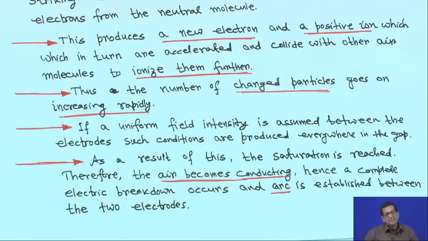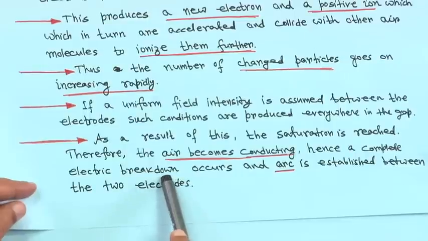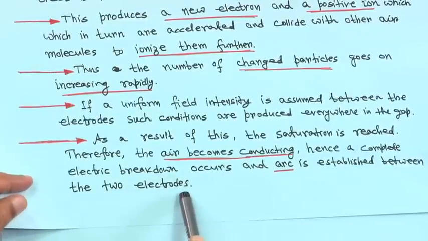Basically, suppose you have two electrodes or two parallel planes, and you apply a voltage across them so that an electric field is created. If the electric field intensity is uniform at every point, there will be a breakdown at this potential gradient of 30 kilovolt per centimeter. In that case a complete electric breakdown happens and an arc is established between the two electrodes.